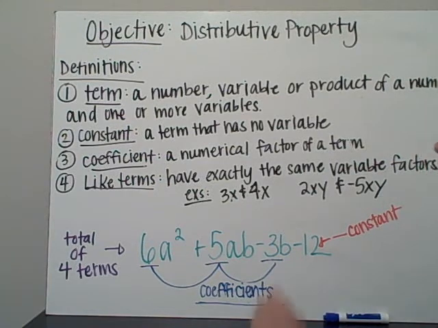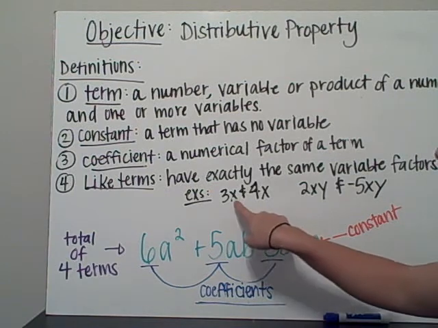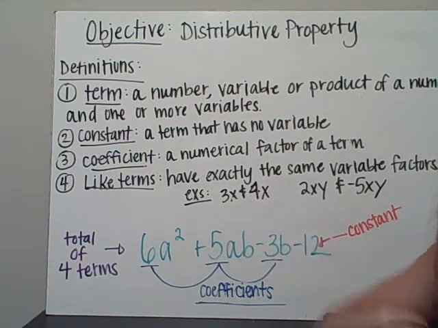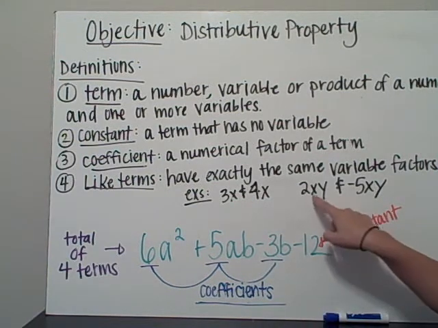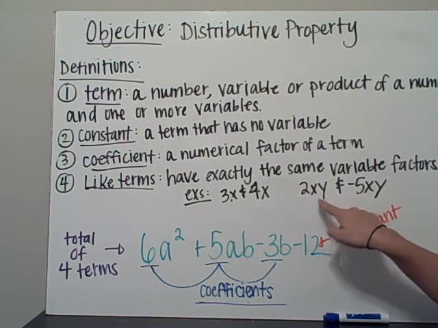For example, 3x and 4x are like terms because they share the same variable x. 2xy and negative 5xy are like terms because they share the variable factors xy.